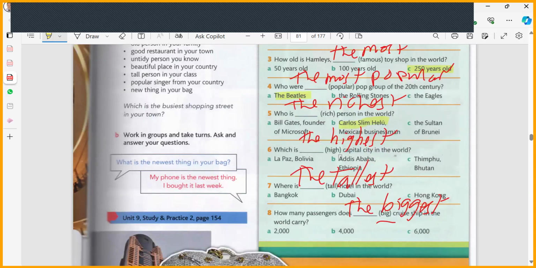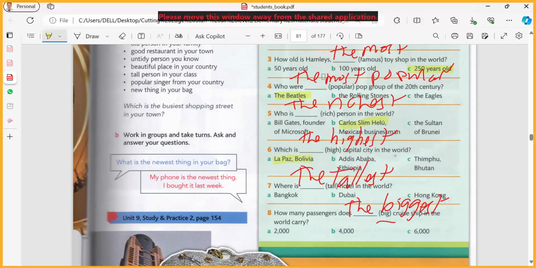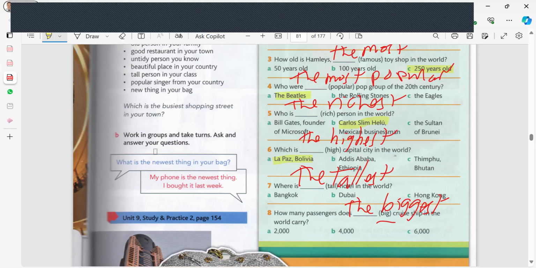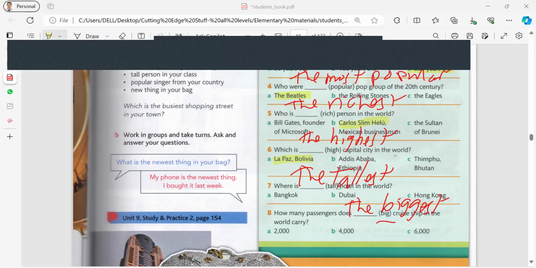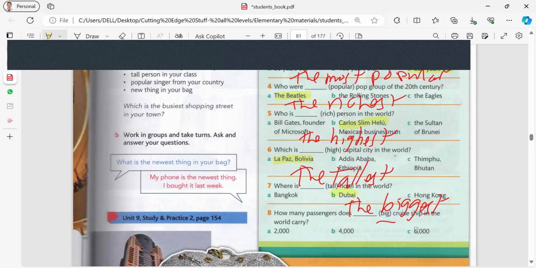Six. The highest capital city in the world is La Paz in Bolivia at about 3,600 meters above sea level. Addis Ababa, the capital city of Ethiopia, is about 2,500 meters above sea level, and Thimphu in Bhutan is about 2,300. Seven. The tallest hotel in the world is the J.W. Marriott Marquis Hotel Dubai in Dubai. It's 355 meters high. Eight. The biggest cruise ship in the world is called the Allure of the Seas. It is 360 meters long and carries over 6,000 passengers.